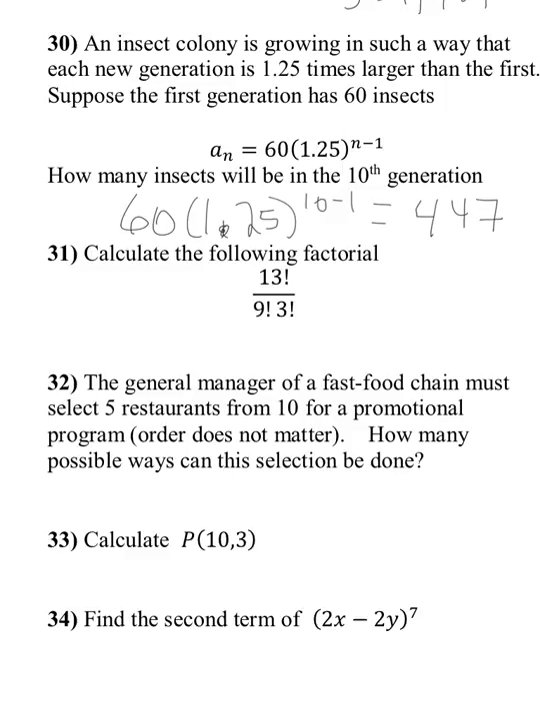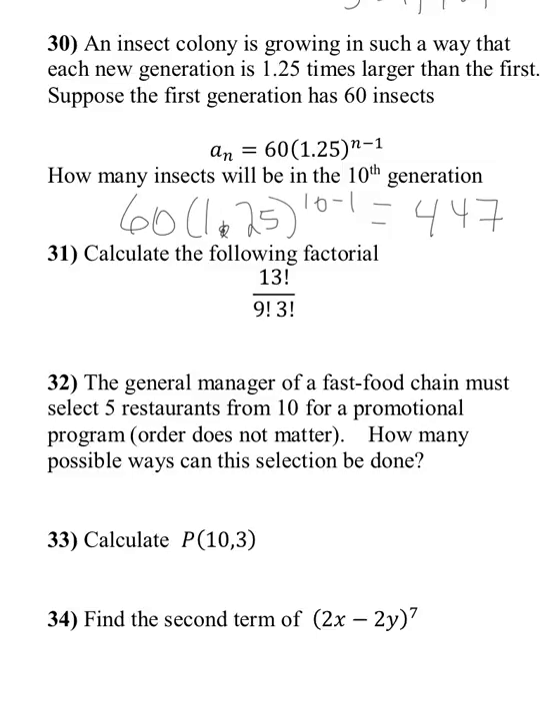All right, so we plug this in and we get 60 times 1.25 to the 10 minus 1, and that's going to equal 447. Now in the next problem, number 31, we're going to calculate the following factorial.